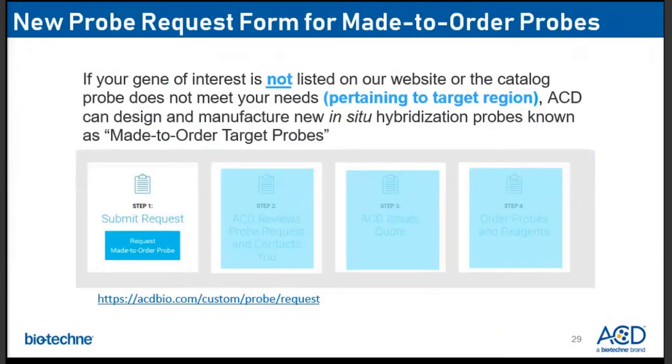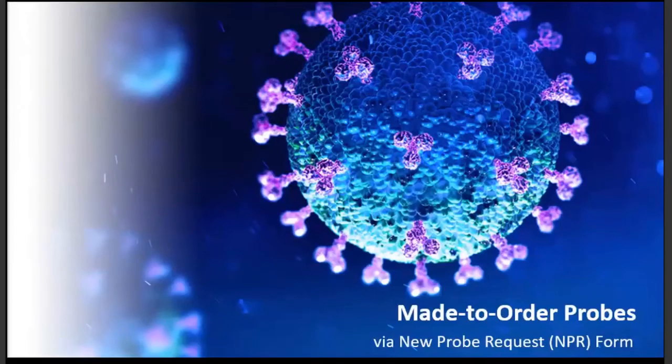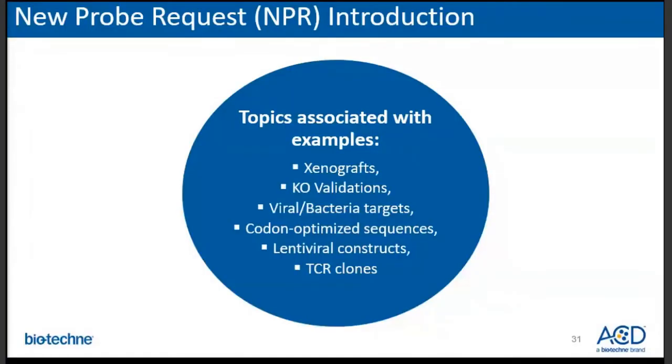The made-to-order probes now go through a new probe request form. As of last year, we started a new process where all of our probe designs must be submitted through this form. The next few slides will give you an idea of what this form requires and the information that can be provided on it. The next examples will also include xenografts, knockout validations, viral and bacterial targets, codon-optimized sequences, lentiviral constructs, and TCR clones.